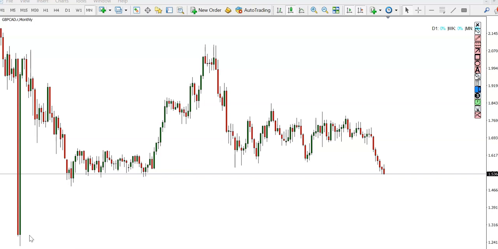It is a weekly swing position, possibly turned into a longer term position on the British pound Canadian dollar.